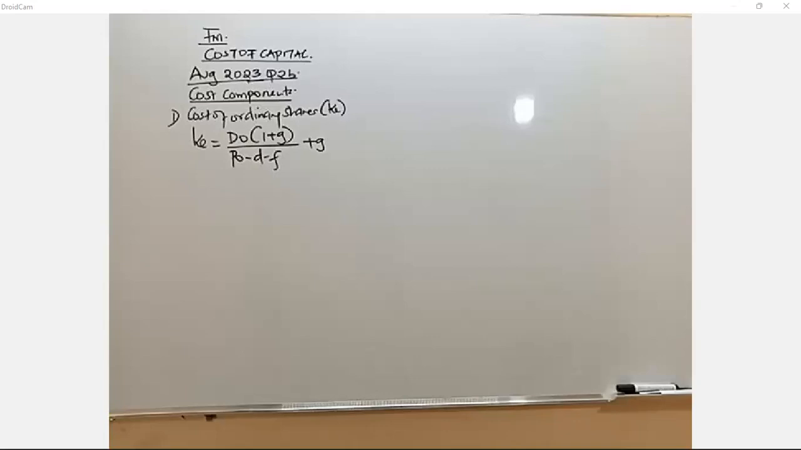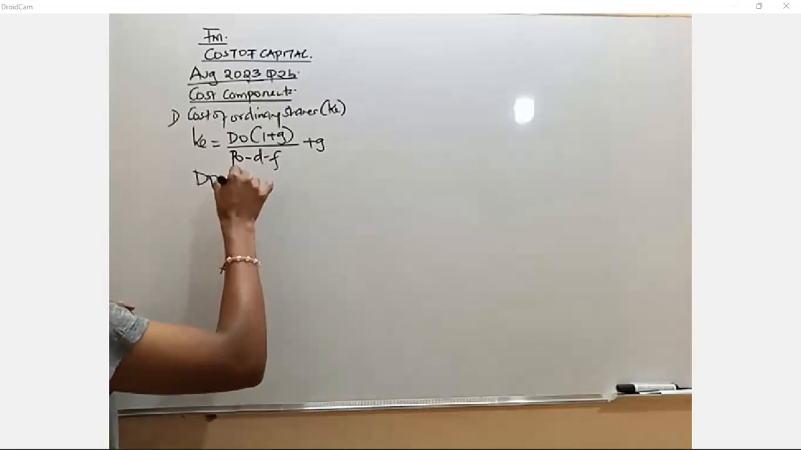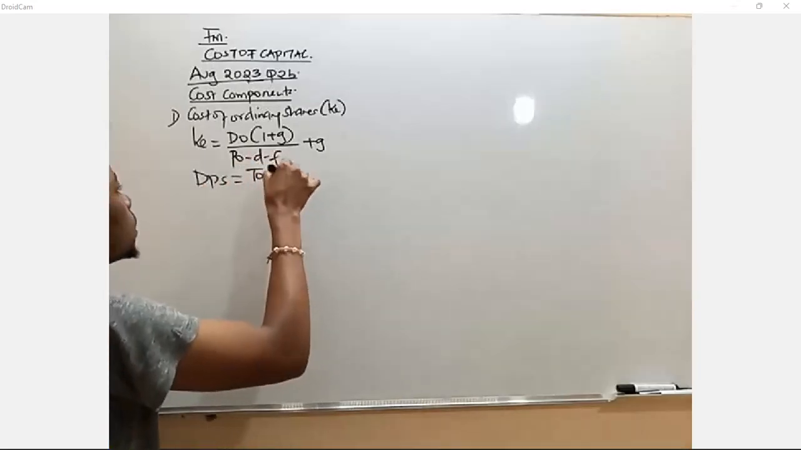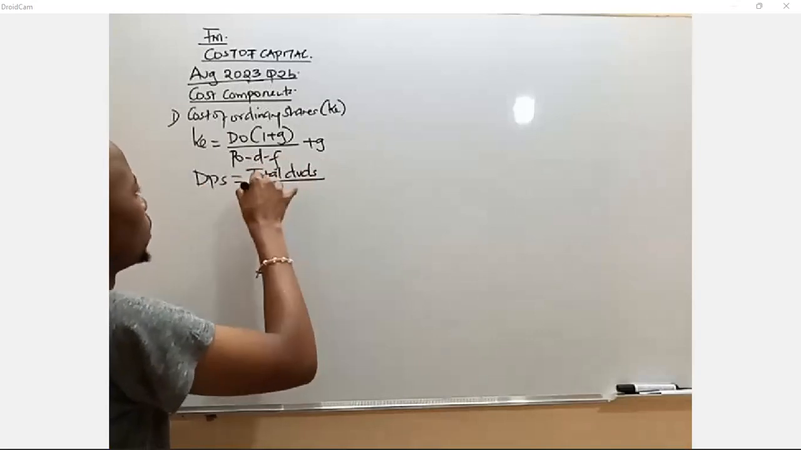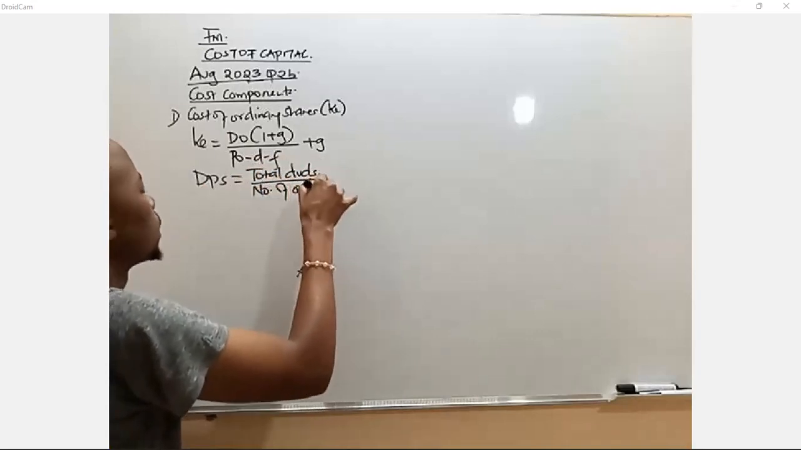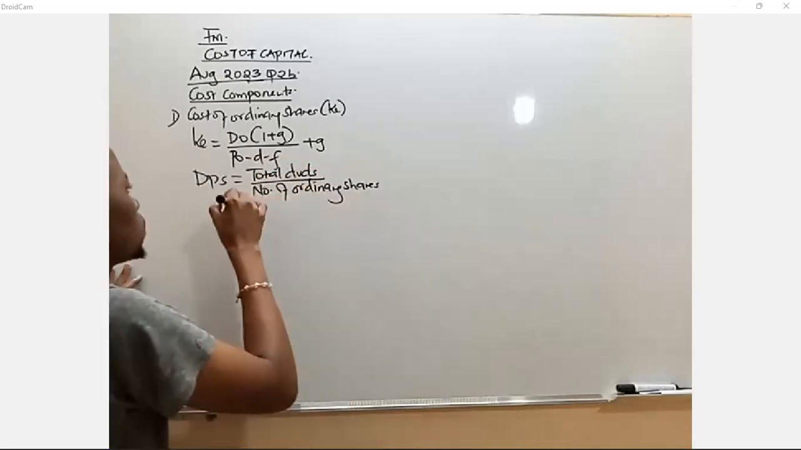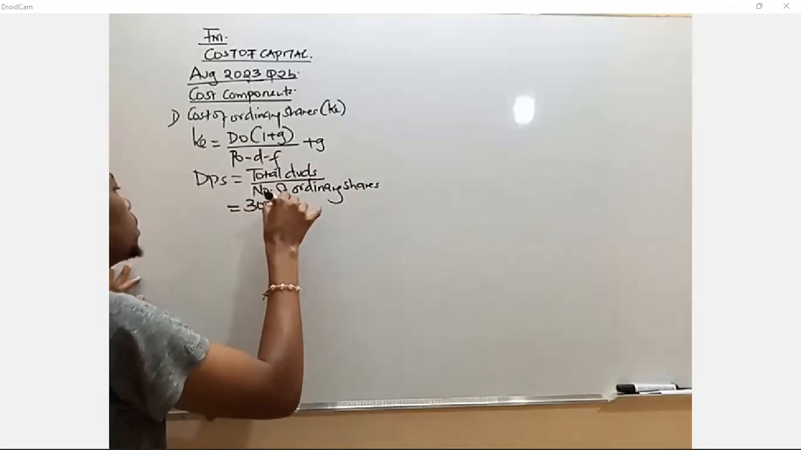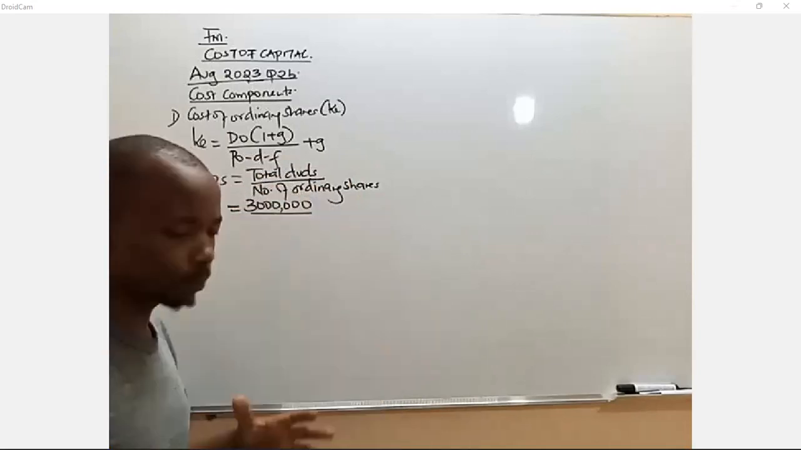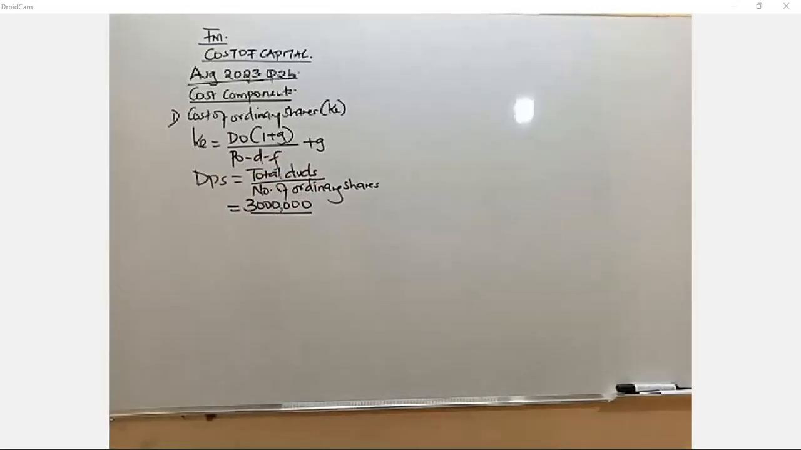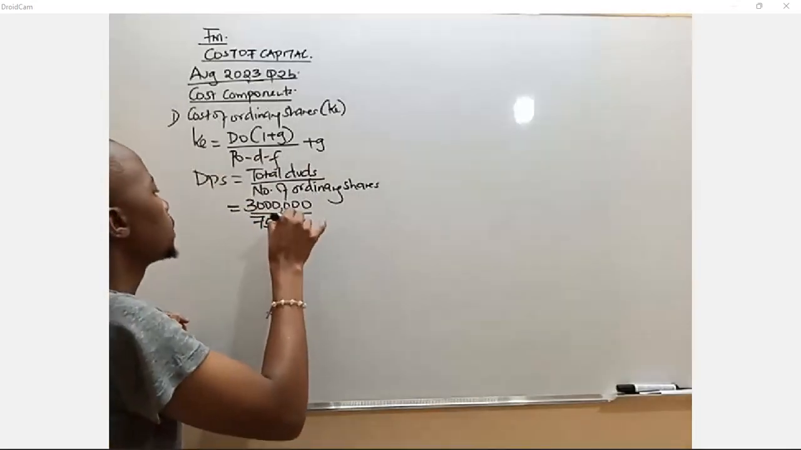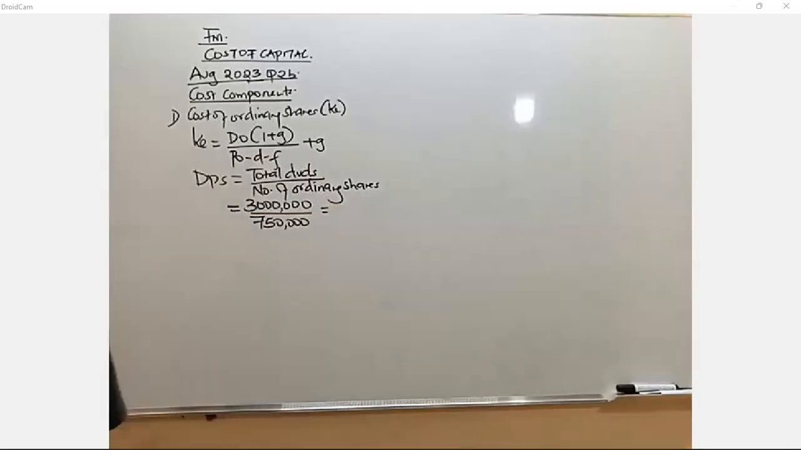So the first thing that I'm supposed to be looking at there is the computation of my DPS, which I'm supposed to get by taking the total dividends and dividing by the number of ordinary shares. In this case, the total dividends is 3 million. And when I look at the existing capital structure given in the question, I can see that we have 750,000 shares. So how much is our DPS there? Just take 3 million.